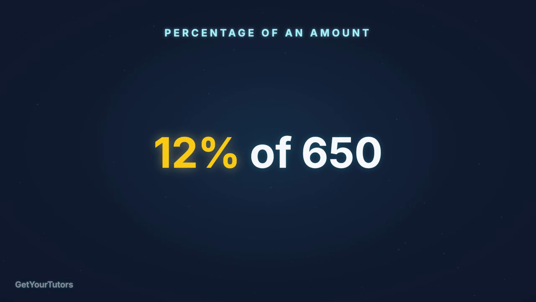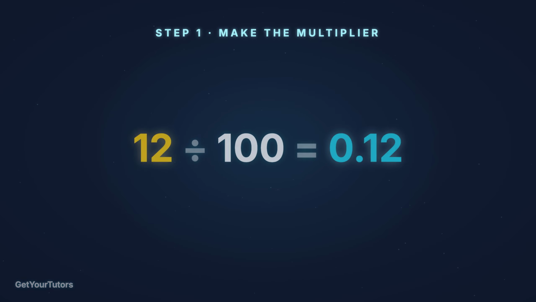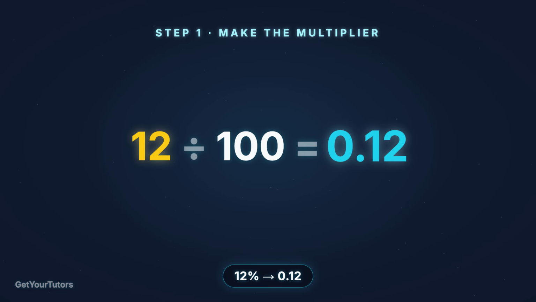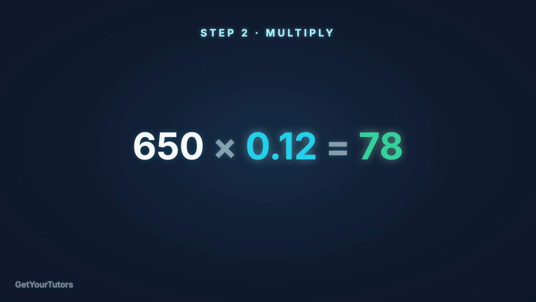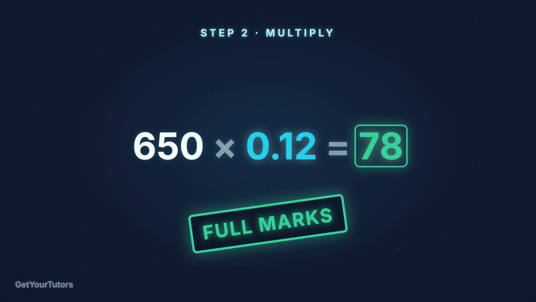Now, let us find a percentage of an amount using decimal multipliers. Find exactly 12% of 650. Convert 12% into a decimal by dividing by 100. This gives a decimal multiplier of exactly 0.12. Multiply 650 by 0.12. Your calculator gives exactly 78. Full marks secured.